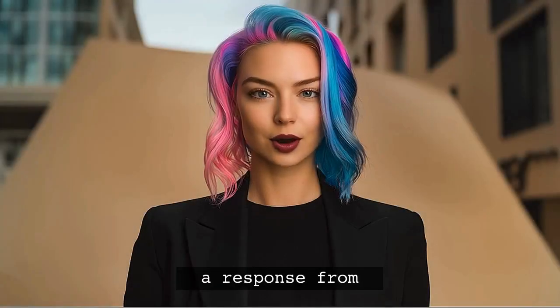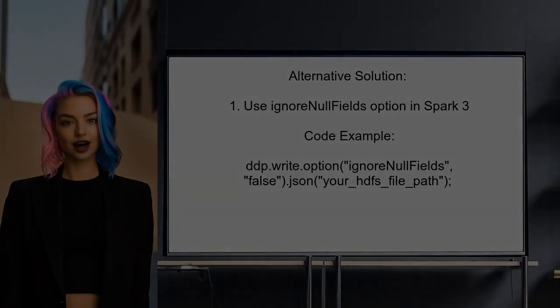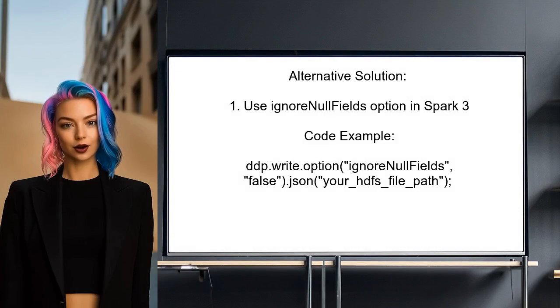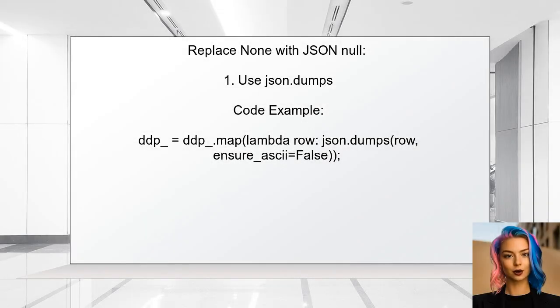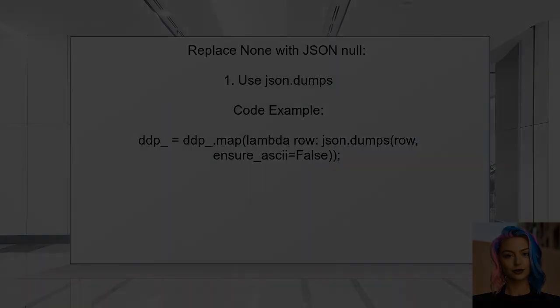Now, let's see a response from a different user. An alternative solution provided by another user involves using the ignoreNullFields option available in Spark 3. This option allows you to retain keys with null values when converting a data frame to a JSON file. For users on Spark 2, specifically PySpark 2.4.6, the user suggests converting the data frame to an RDD with a Python dictionary format. Then, use the saveAsTextFile method to output the JSON file to HDFS. To replace Python None with JSON null, the user recommends dumping each dictionary into JSON format using json.dumps.